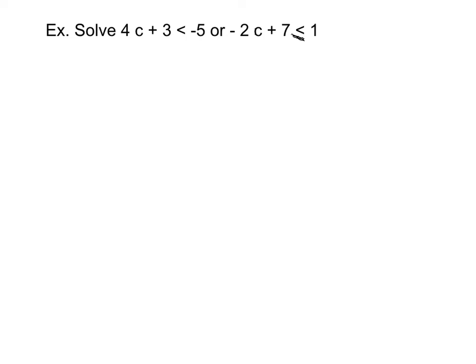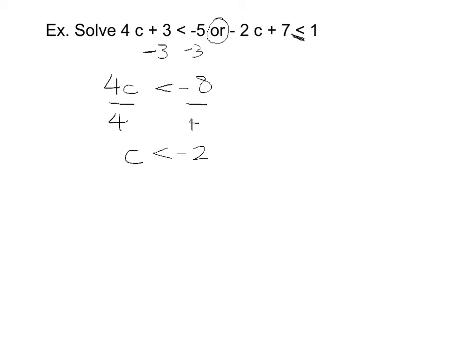For our next example, I'm going to do this little "or" inequality, and we're going to solve those as if they were completely separate. So for the first thing, I'm going to subtract 3 from both sides, so we end up with 4c is less than negative 8, and then we're going to divide both sides by 4, and we'll have our solution: c is less than negative 2. That was pretty simple, wasn't it?